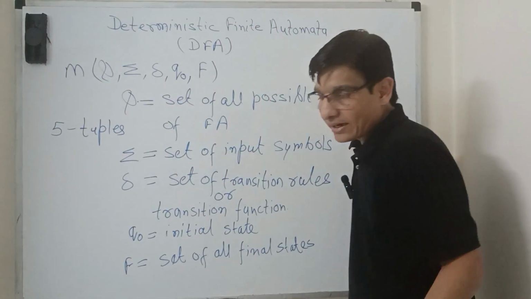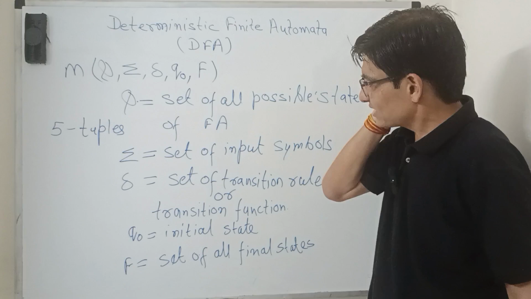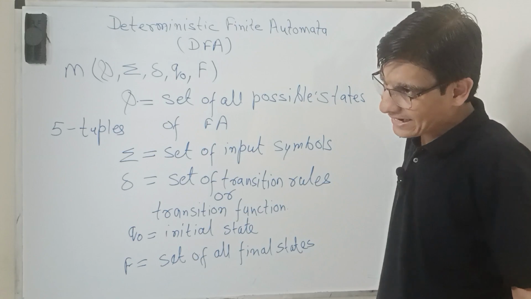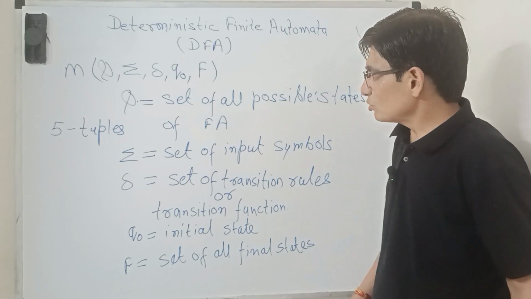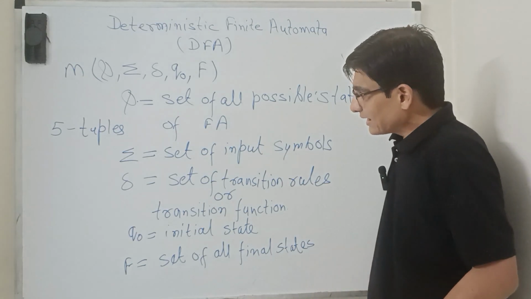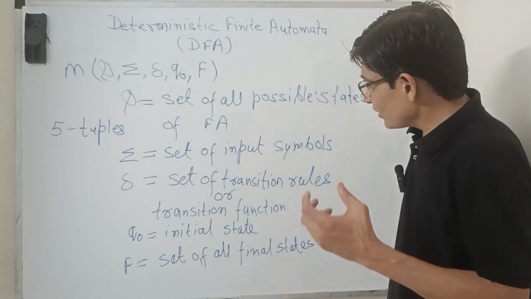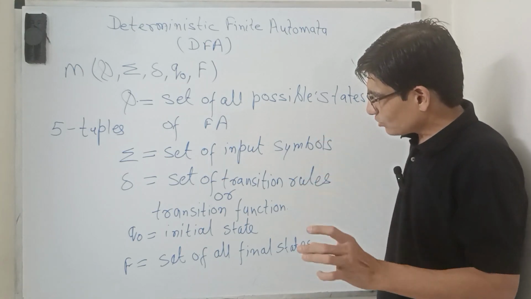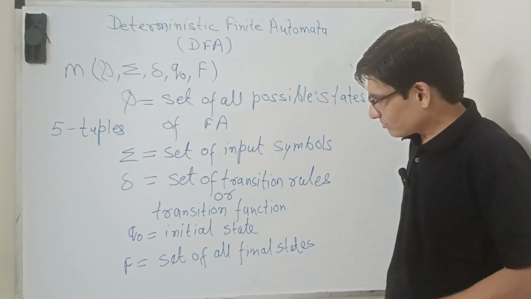So capital Q is the set of all possible states of the machine. As I told you, it is also known as a finite state machine, as the number of states in any finite automata is finite. So this set would be a finite set of all possible states of the machine. Then second is sigma. Sigma is the set of all input symbols that the machine accepts, or you can say the alphabet of a particular language, right?